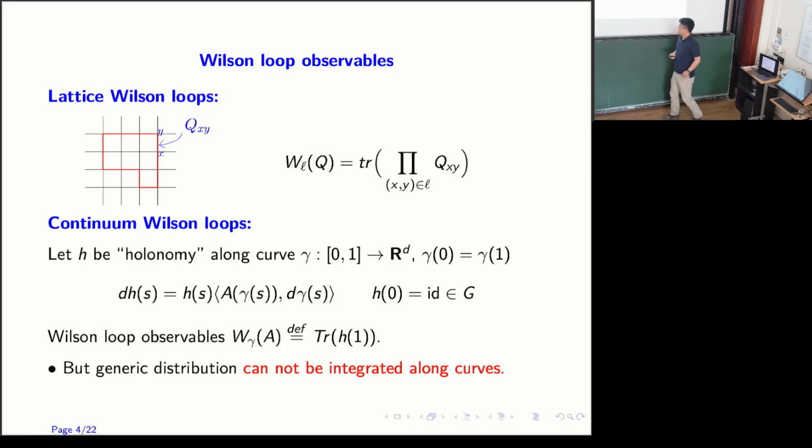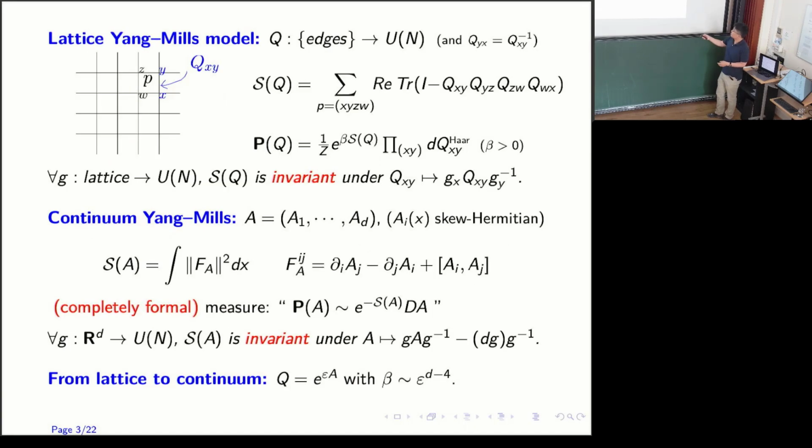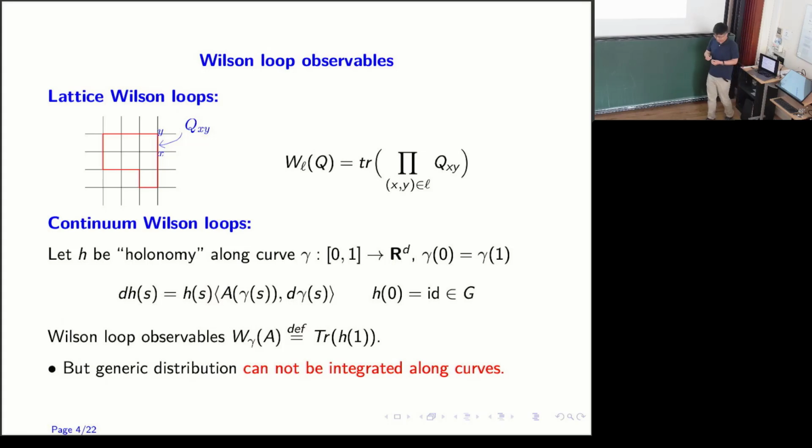Okay. What's the difficulty in defining this? Because in general, if you look at this measure, A should be a distribution. Distributions cannot be evaluated at a point, and also in general cannot be integrated along a curve. So that's why if you just write the holonomy this way, it's formal.